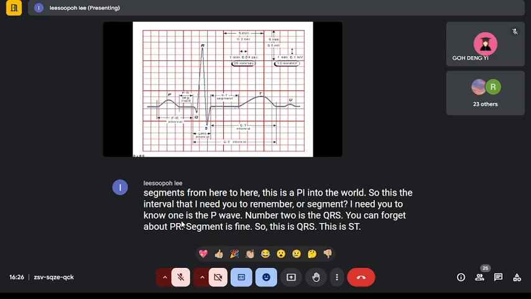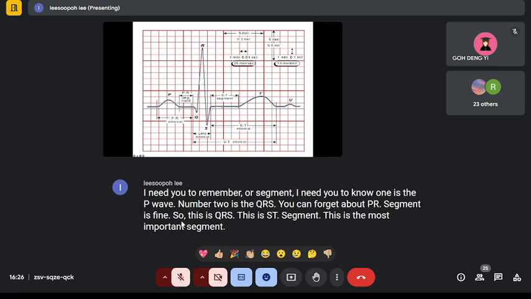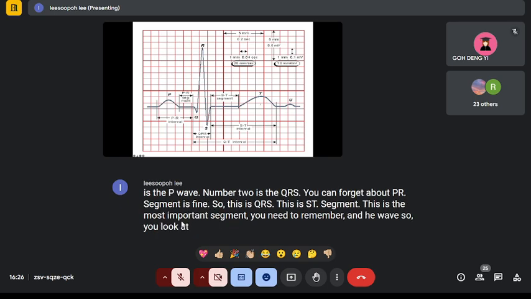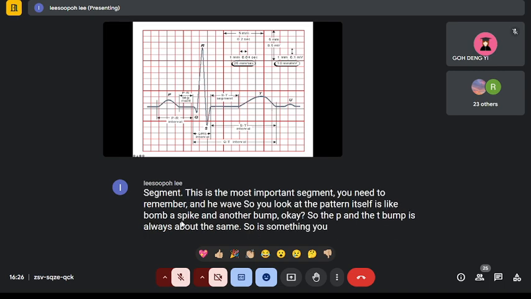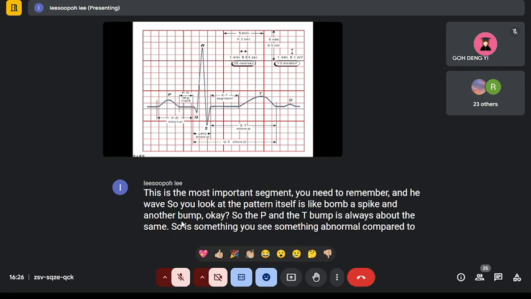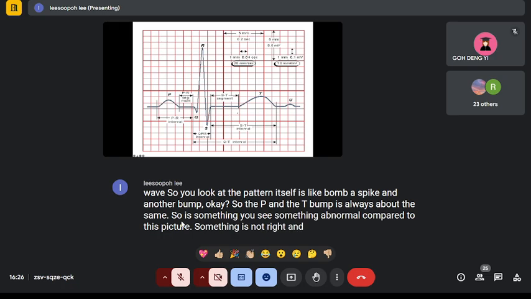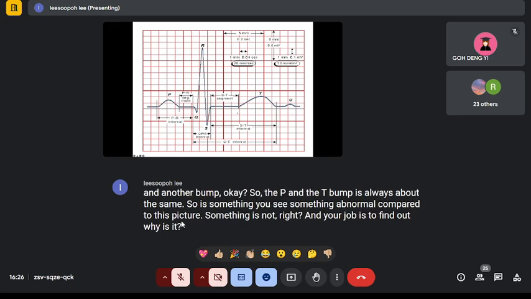This is the ST segment. This is the most important segment you need to remember. And the T wave. So you look at the pattern itself, it's like a bump, a spike, and another bump. The P and the T bump is always about the same. So if you see something abnormal compared to this picture, something is not right, and your job is to find out why it is abnormal, which we will see in the subsequent samples.